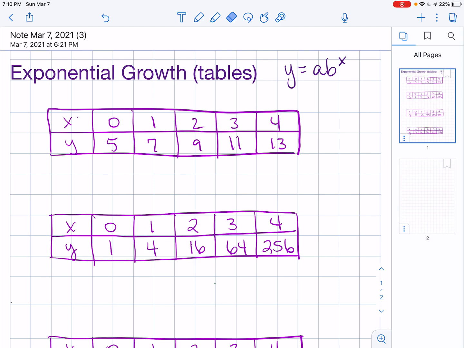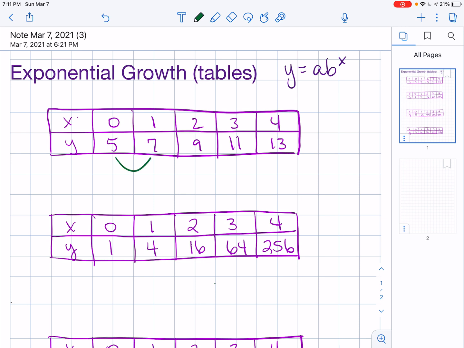Alright, today we're going to look at exponential growth and how to write an exponential function based on a table. So in my first table here, I actually have a linear function, and I'm going to use this to model the thinking that we go through when we're looking at a table. So in my table, the first thing I typically do is I say, okay, how is this thing changing in my y, and how is it changing in my x?